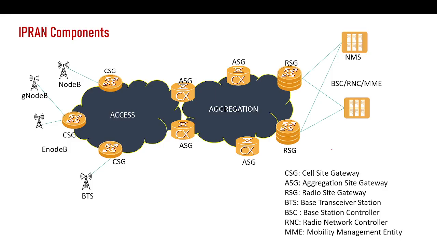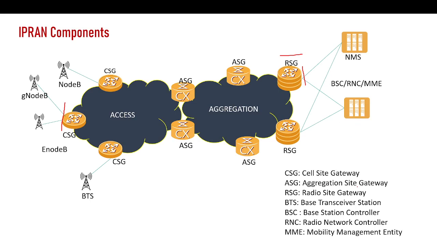So moving now to the IPRAN components. We have been talking about the IPRAN as a black box, just mentioning that we are transporting from the access, from the radio, to the controllers. So we have different components that make up the IPRAN network, and this is the general topology. You can see that we have the RSG. RSG, we call it the radio site gateway. This is the big router that is now connecting to the BSC and the RNC, the radio controllers in the network for different access technologies, whether it's 2G, 3G, 4G, or 5G.